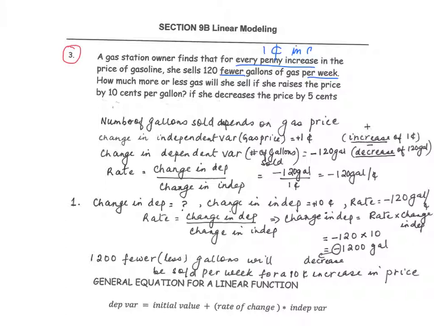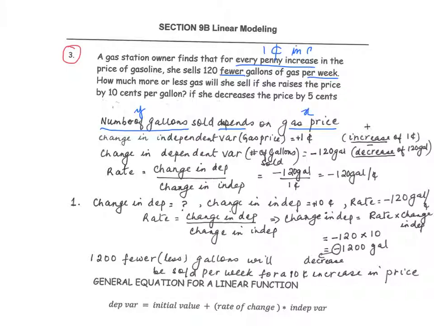So what are the variables here? The two variables are gas price and the amount of gas sold. The number of gallons sold depends on gas price. So gas price is the independent variable. Number of gallons sold is the dependent variable.